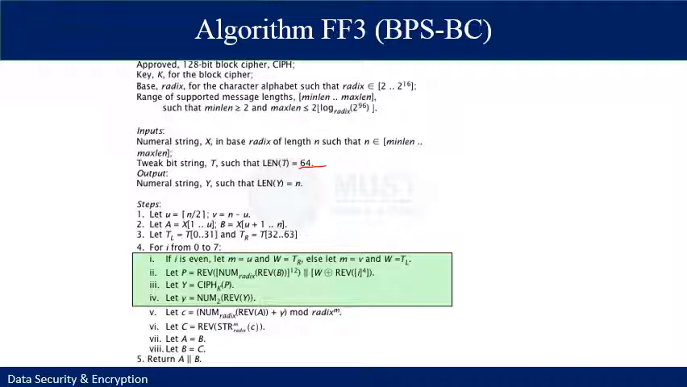Step 5 is outside the function F, and the numerical values of the reverse of A and Y are added modulo radix to the power M. This truncates the sum to a value C that can be stored in M characters. The final step converts C to a numerical string. The remaining steps are the same as FF1.